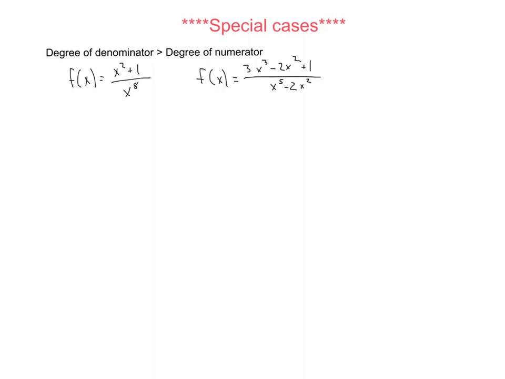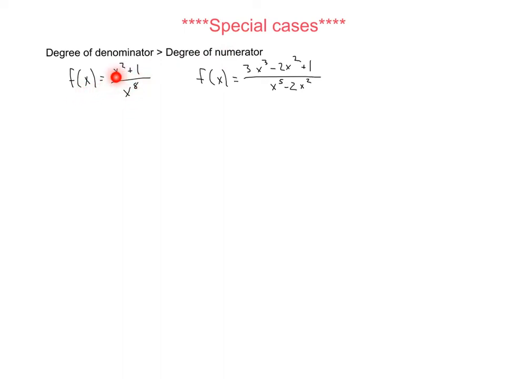Alright, we're going to be taking a look at some special cases. Not that regular horizontal and vertical asymptotes aren't special, because we're all special in the eyes of God, but these are just some cases you want to pay particular attention to. The first of which is when the degree of the denominator is greater than the degree of the numerator. For example, here we've got f of x equals x squared plus 1 over x to the 8th.